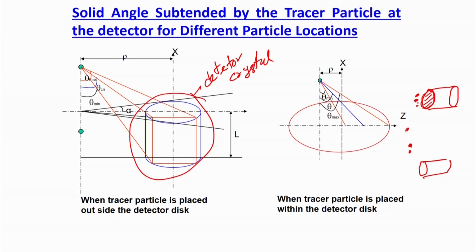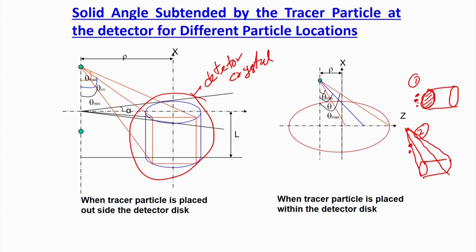To calculate that, I can divide my geometry into two major parts. One is this part, and this is the second part. Now, for any particular position, if this is my geometry, the particle will form a solid angle on this detector crystal. I am not talking about the photomultiplier tube, I am just talking about the detector crystal, the initial part.